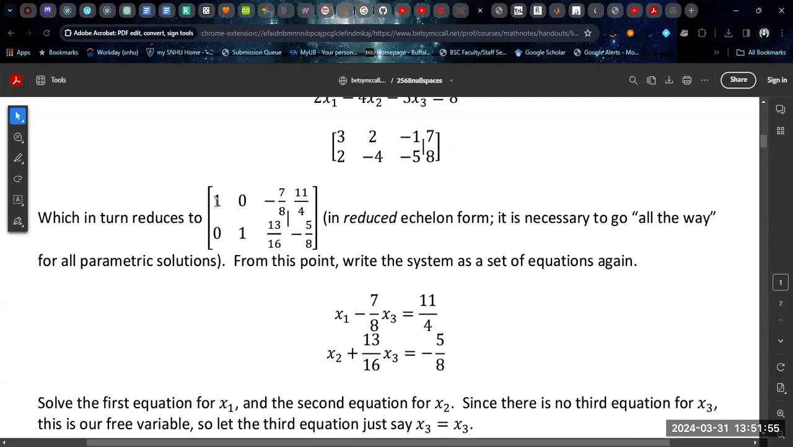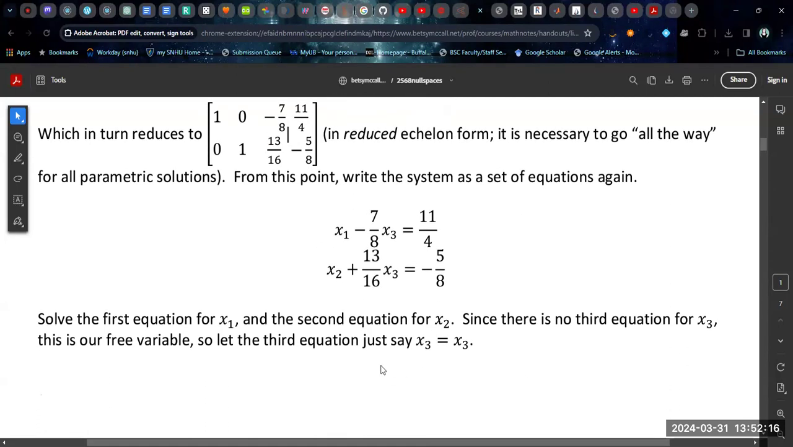So this means that x1 minus 7/8 x3 is equal to 11/4, and x2 plus 13/16 x3 is equal to -5/8. Now, since there is no third equation for x3, we're going to designate this as our free variable and just say x3 is itself.